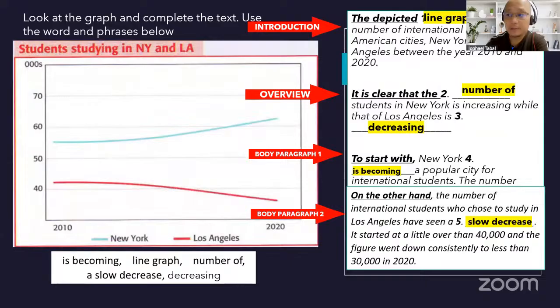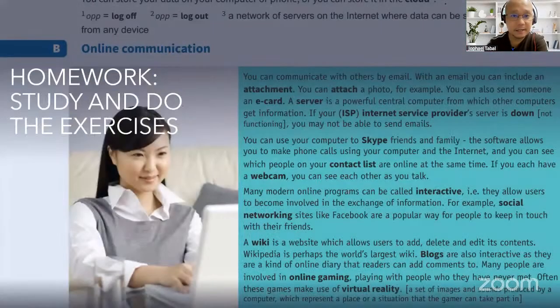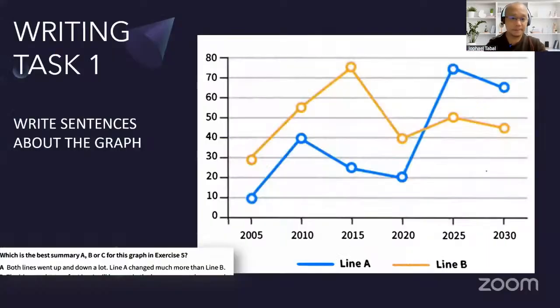Now I will give this one as your homework, everyone. I want you to write a complete essay and write sentences about the graph. So we're not going to write today. In your short essay, I want you to write a short introduction about the graph. You're going to write about only these 2 graphs.